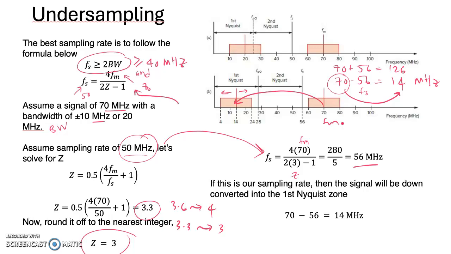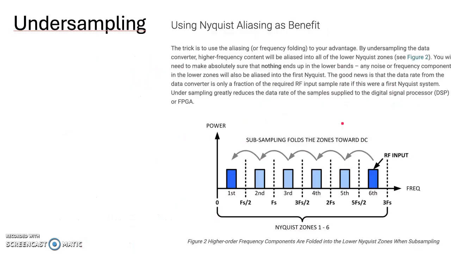Okay. Now let's do another example to explain undersampling, where our Fm is way bigger. Just now our Fm was 70, right? So let's assume our Fm is 120 MHz.